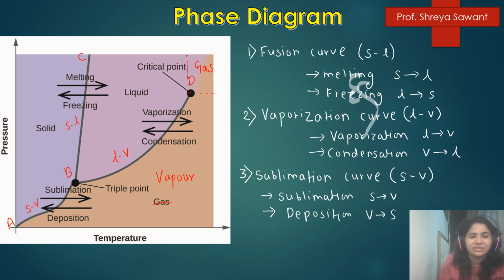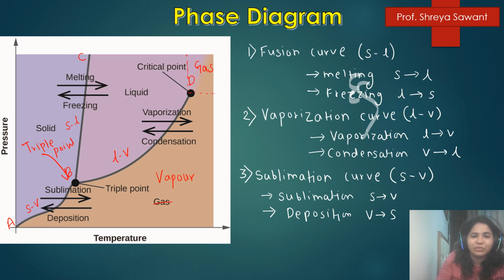Apart from this, there is one more point, the triple point. Point B shows the triple point. The triple point is where all three curves, the SV curve, SL curve and LV curve, meet at point B. At that point, all the phases are in equilibrium.